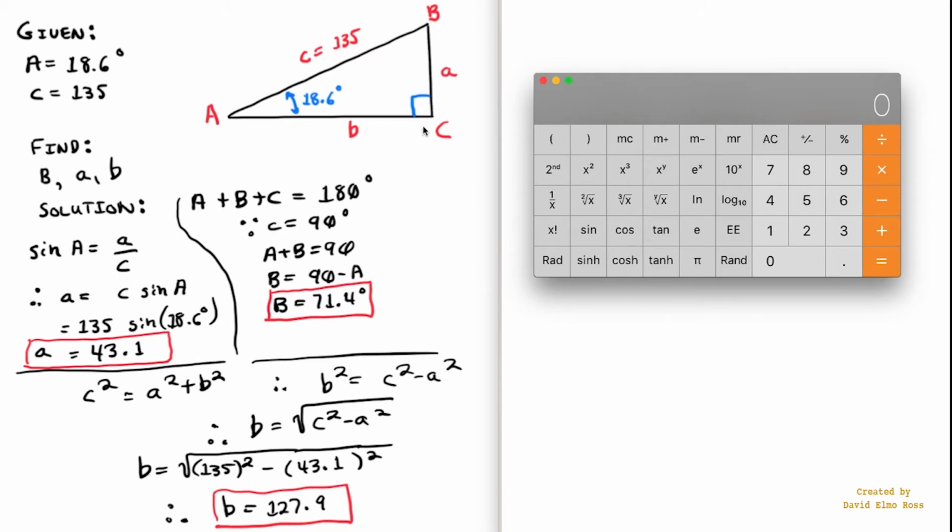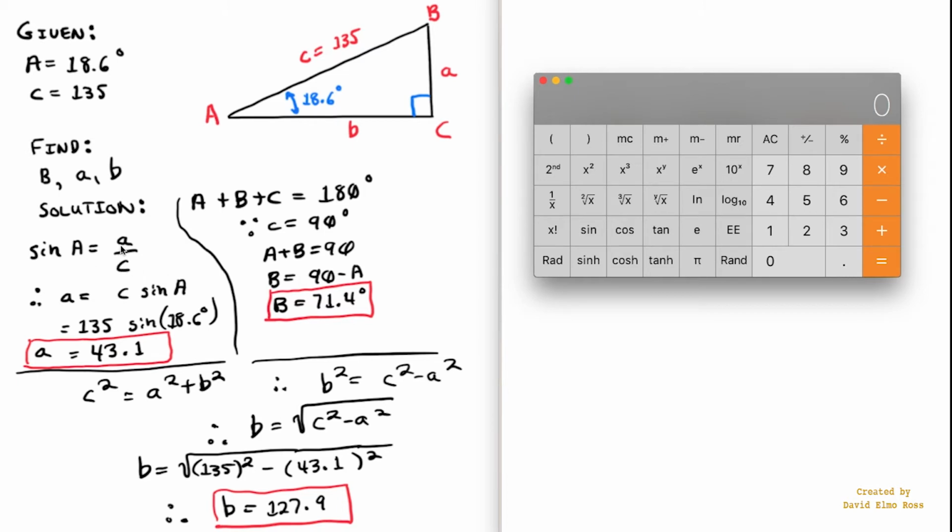Now at this point we know that we can use trig functions: sine of A is really a over 135, cos of A is really b over 135. We can either use sine or cos. The book uses cos. We're going to do it a little differently. We're going to use sine. So the sine of 18.6 is going to be a, which is this side, over c, which we know. So we know 2 of these, so we should be able to figure out the third.